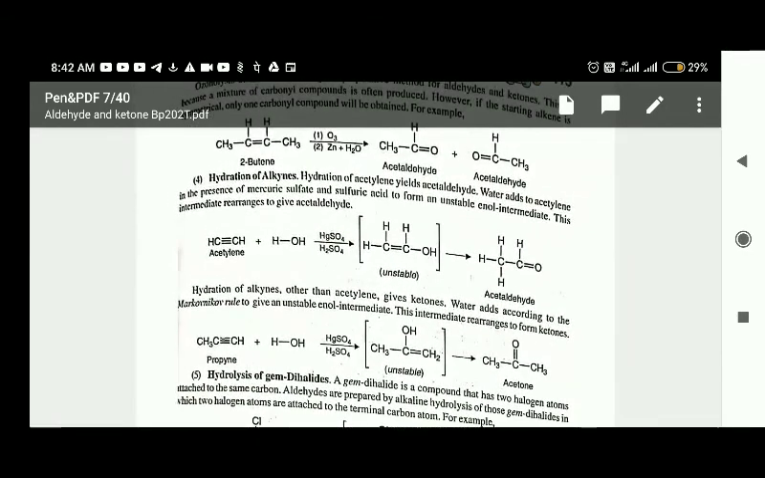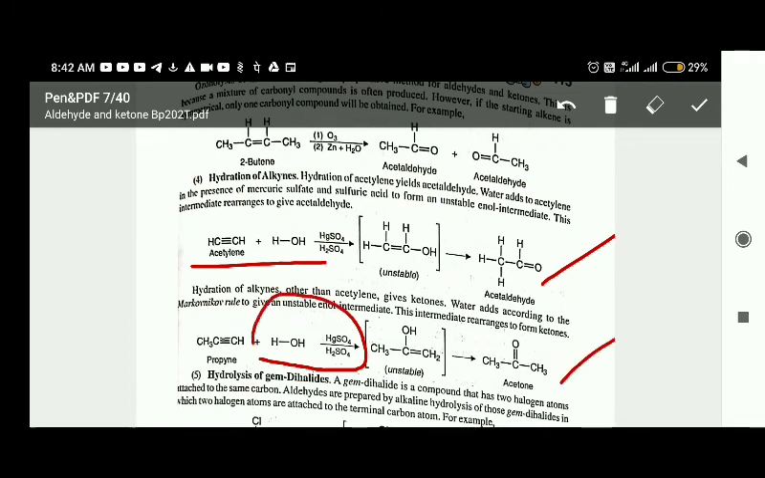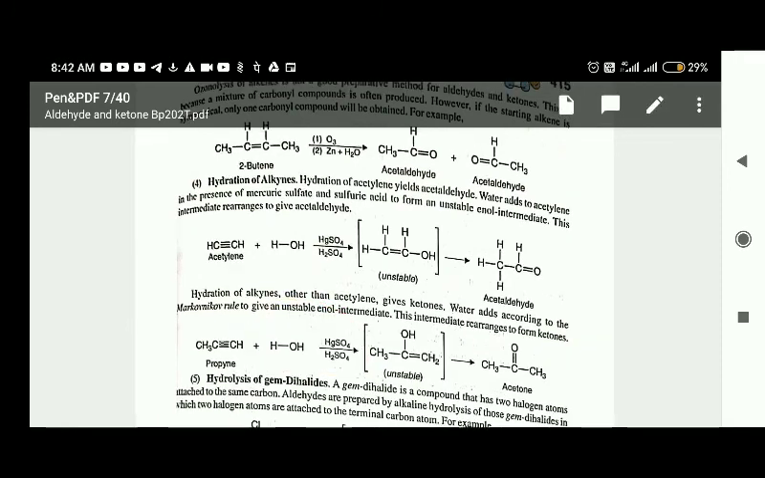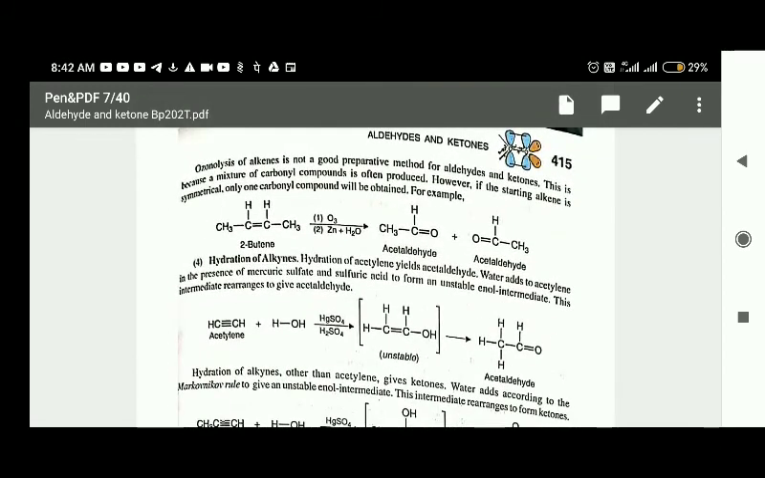This is one MCQ. Then next MCQ is hydration of alkyne. So alkyne or acetylene, upon treatment with HgSO4 H2SO4, what would be the product? So it is going to form the aldehyde, acetaldehyde. But propyne upon hydrolysis with HgSO4 H2SO4, what is formed? Acetone. So this you have to remember. This is also one MCQ. Everything can become an MCQ for you.